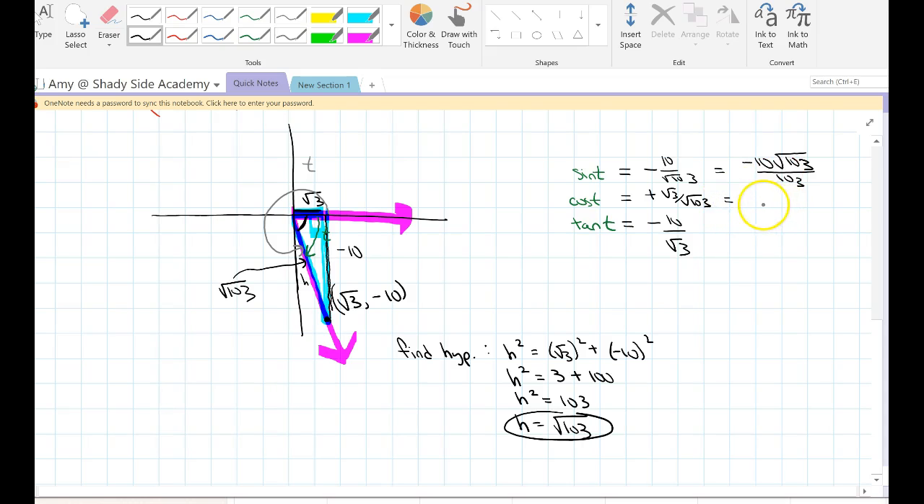And then I get square root of 309 all over 103 for the cosine. And over here I get negative 10 root 3 over 3 for the tangent, after I rationalize all the denominators. Everyone okay with me? All right. Very good. That was a little bit of a blast from the past, huh?